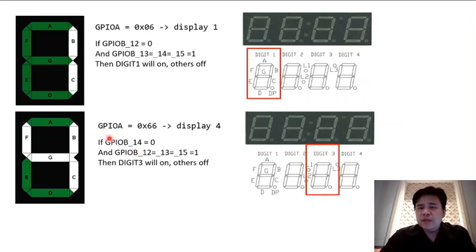If you put GPIO A equal to 0xFF, it will display number 4 as I show in here. And if you specify GPIO 14 equal to 0, and you make everything else equal to 1, then you try to show these patterns on digit 3. Then digit 3 will show 4, and everything else is dark.